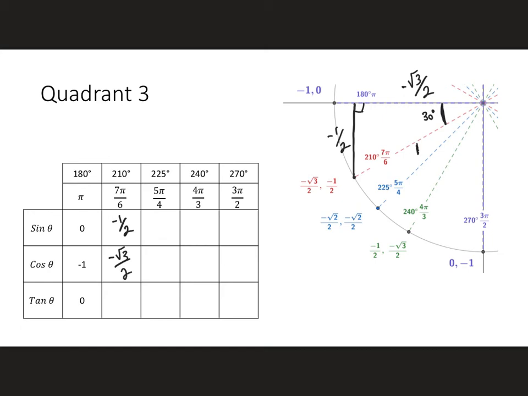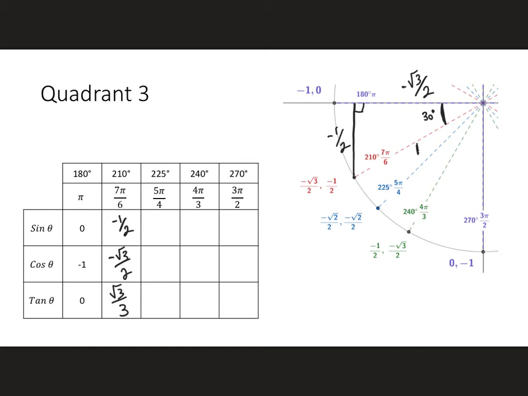And the tangent will be the y value divided by the x value. We've already done this several times, so I'm going to just write it in as the square root of 3 over 3. But notice it's positive. The sine and the cosine were both negative. So a negative divided by a negative gives you a positive answer. All the tangents in this quadrant 3 are going to be positive because it's going to be the division of two negative numbers, because in quadrant 3, all the x values are negative and all the y values are negative.